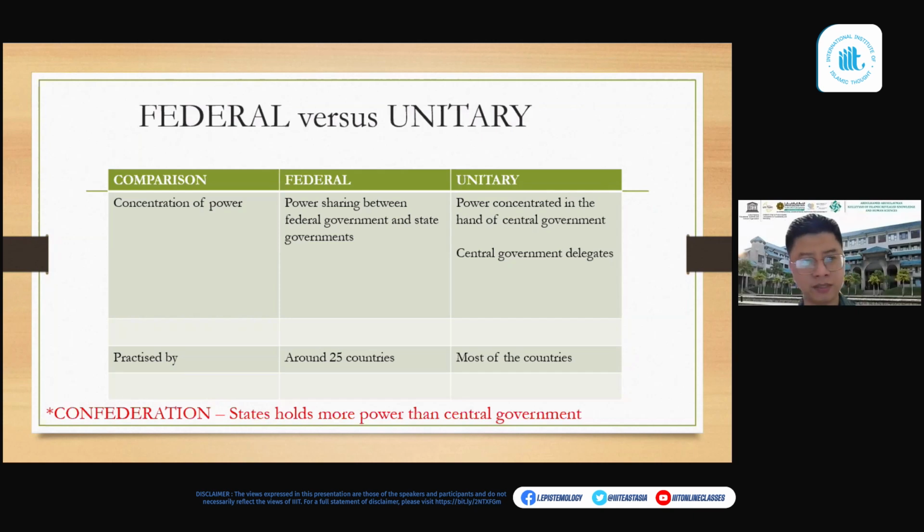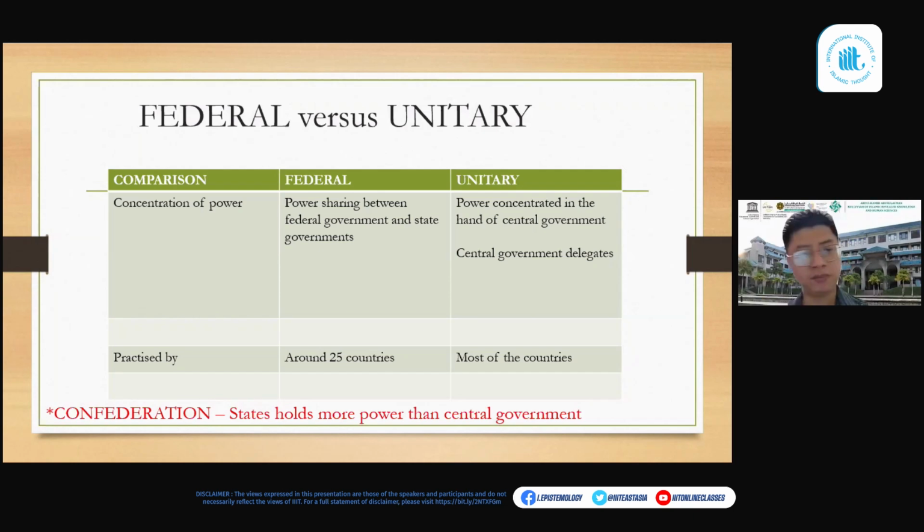Example countries, for example, Malaysia and the US. Of course, I don't really like to use Malaysia as an example because in practice, it is not so ideal in terms of sharing power. It's not like 50%, 50%. When we talk about the US, some power is allocated to the federal government and some power is allocated to the state government.